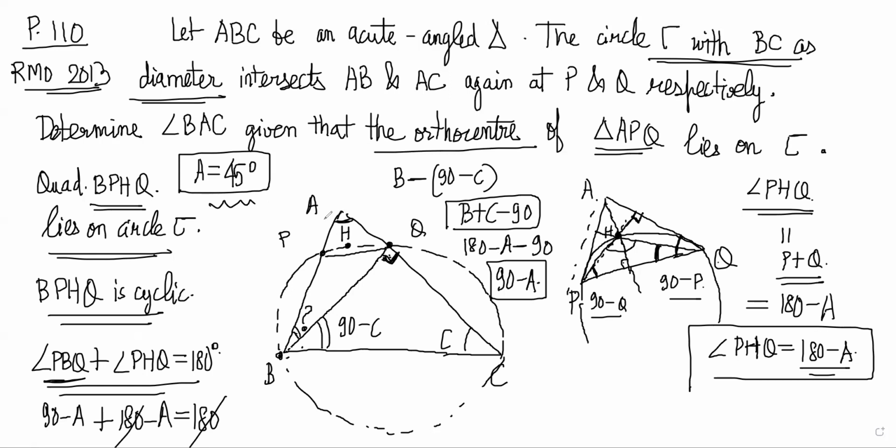So what did we do in this question? We drew the figure correctly. We first figured out the angles due to the orthocenter. We found angle PHQ. We also noted that BC is a diameter, so angle BQC is 90. And then we spotted that quadrilateral BPHQ is a cyclic quadrilateral. So we can always use that opposite angles of a cyclic quadrilateral are supplementary. And from there, since we have expressed both the opposite angles in terms of A, one of them is 90 minus A, one of them is 180 minus A, we were able to get the value of A to be 45. So that concludes this problem.